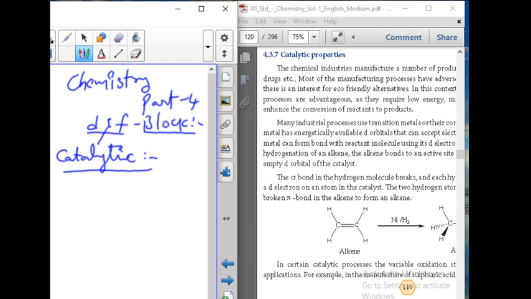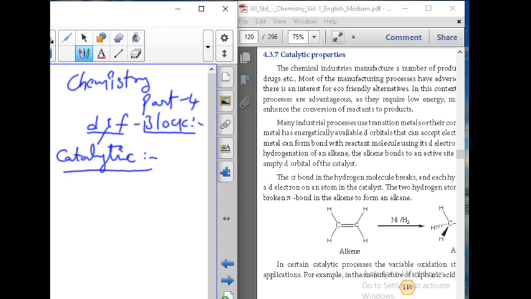Many industries get a lot of benefit because of this catalyst. A catalyst can increase the rate of reaction, helping to complete the chemical reaction very fast without being involved in the reaction itself. In many industrial processes we use the transition elements as catalysts.